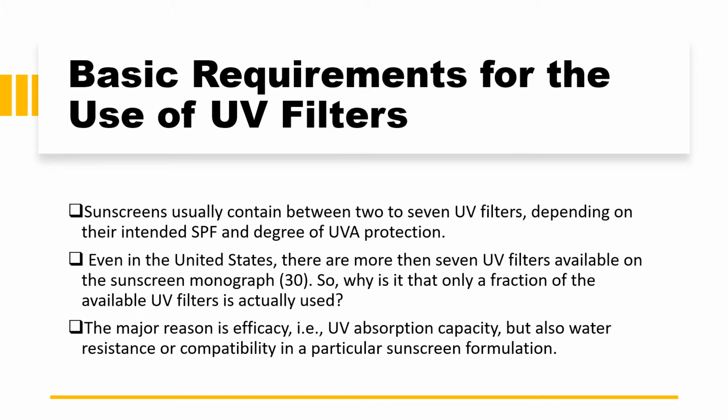So, sunscreens usually contain 2 to 7 UV filters, from both the categories, UVA filters as well as UVB filters, depending on their intended sun protection factor and the degree of UVA protection required. It is pertinent to understand that a sunscreen contains many chemicals, many UV blocking agents, ranging from 2 to 7, because they work through various mechanisms.